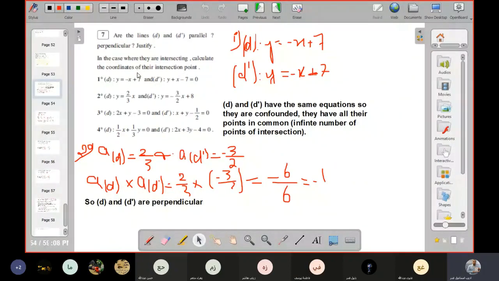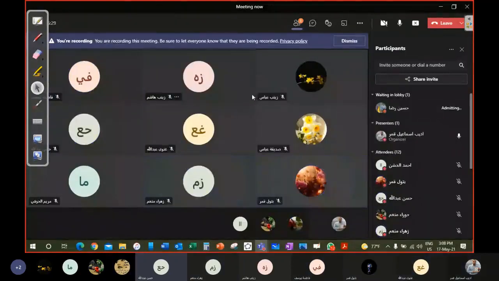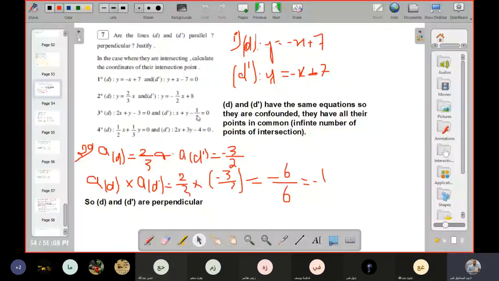If two lines are perpendicular, the product of their slopes is equal to minus 1. And if two lines are neither parallel nor perpendicular, but they are intersecting, then they should intersect at one point. If two lines are intersecting, this means that they have one point of intersection.